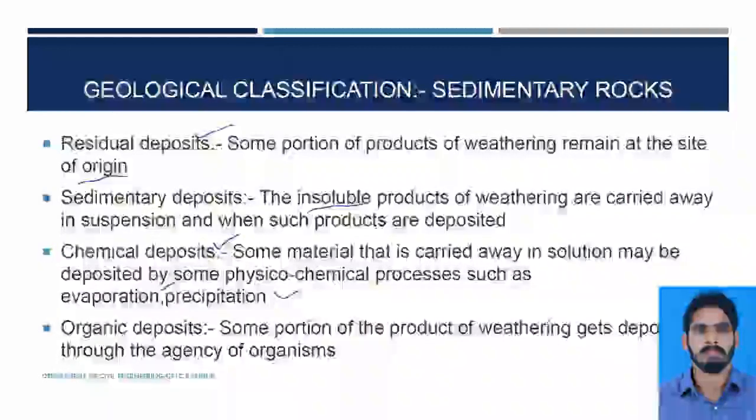I will revise all of these. Residual deposit means some portion of the products of weathering remains at the site of origin. Sedimentary deposit means insoluble products of weathering are carried away in suspension and then deposited. Chemical deposit means some physical-chemical reaction such as evaporation and precipitation, so some deposit occurs. Organic deposit means deposit through some organisms.